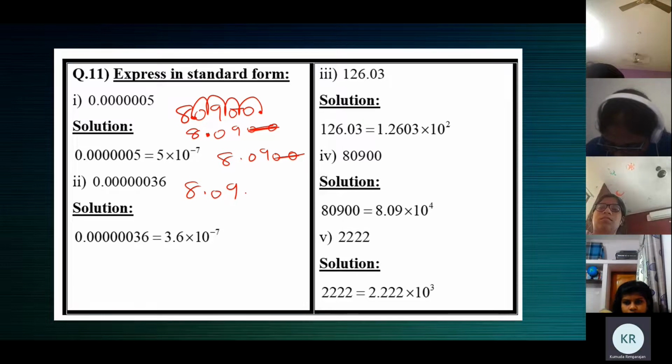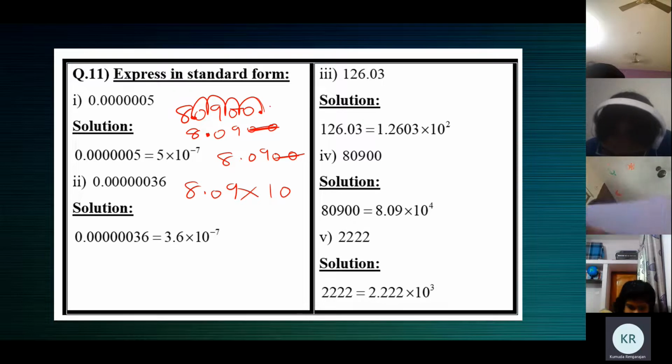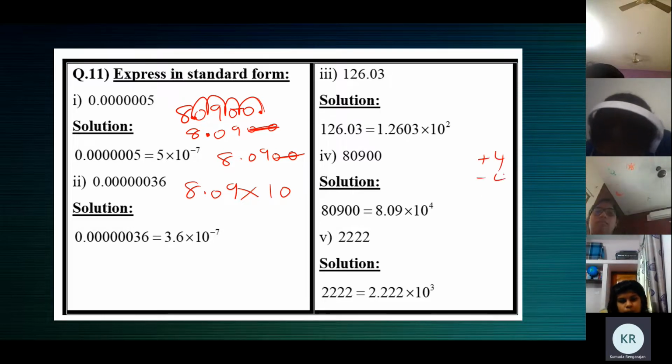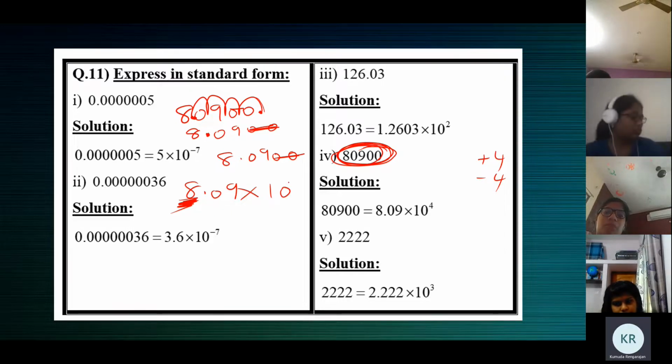So this is the value of k into 10 to the power 1, 2, 3, 4. We've shifted the decimal point by 4 places. Now is it plus 4 or minus 4? The number is 80,900 and we have made it 8.09. So you have reduced the value of the number. So that means opposite effect, positive power. Plus 4 or simply 4.